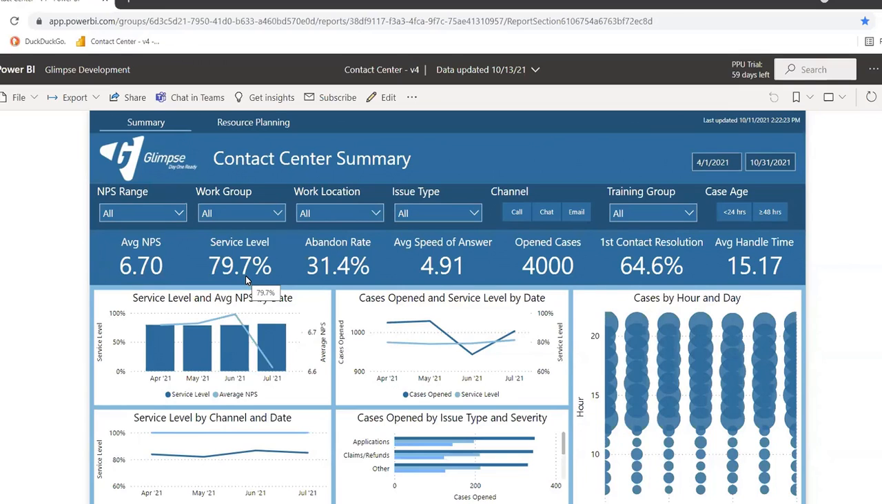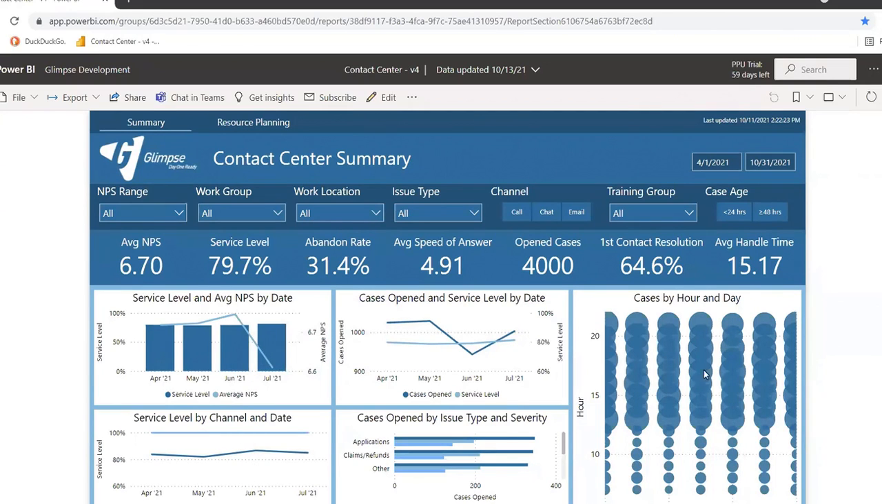Depends. It's not really what you'd want. You want to see higher. I don't know whether these guys are on an 80-30 or a 90-60, but doesn't matter. Service level is service level. So here we have 4,000 cases that were handled, that were sampled for this data set, and our average handling time is 15 minutes. So we have widgets here that can be adjusted, changed, but we have cases opened and service level by date. We have a service level history and NPS by date.